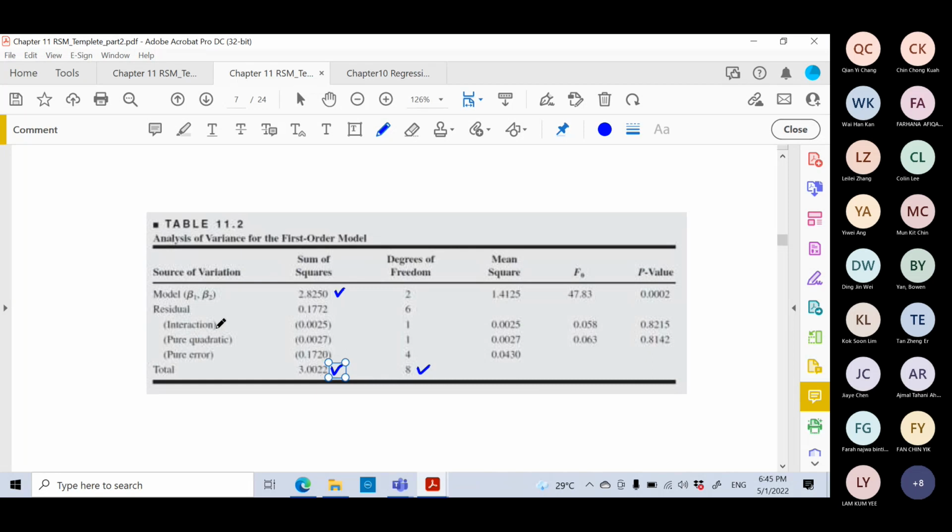So this one shows you that the iteration is not significant, because based on the p-value here, you know that it is not significant. Based on the pure quadratic here, it is also not significant because the p-value is quite large. But if you test the model here, beta 1 and beta 2 together, not the individual ones, you can see that the p-value is quite small. Therefore, this model with beta 1 and beta 2 is adequate. So we do all these things to make sure that the model is adequate as the starting point of our first order model.